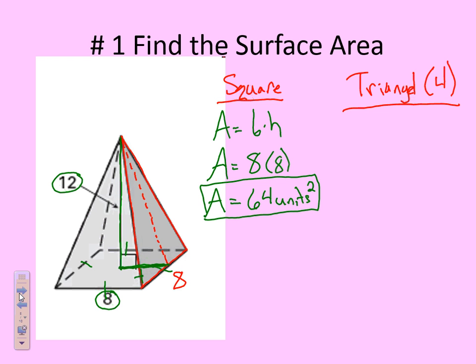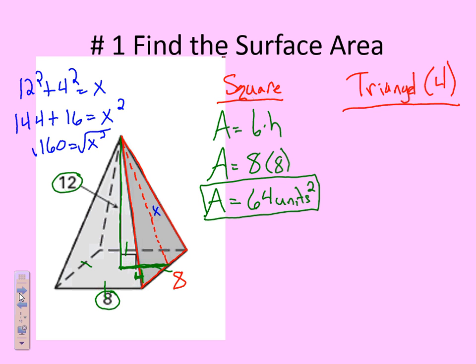That means this right here is 4. So when I plug this in, I'm going to use Pythagorean theorem, and I'm going to go 12 squared plus 4 squared equals x squared. I need to find my hypotenuse. That's my slant height. So I have 144 plus 16 equals x squared, and I'm going to get 160 equals x squared.